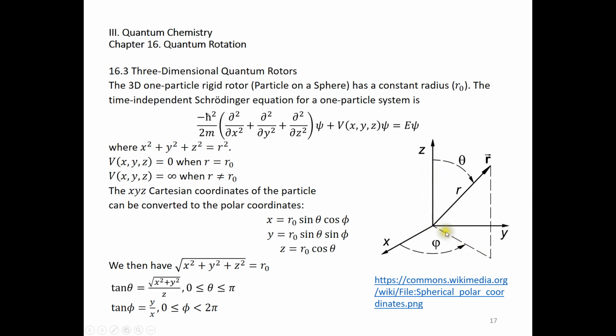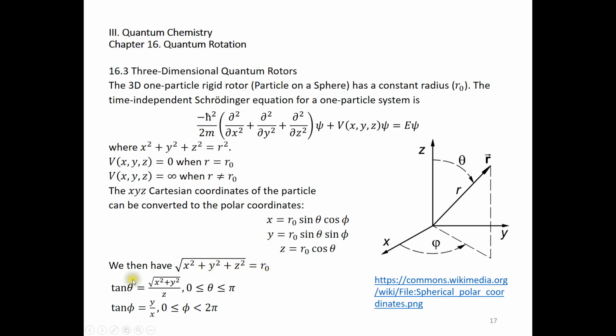And now this dashed line, the projection of vector r on the xy plane, is r0 sine theta. Its projection on the x-axis is r0 sine theta times cosine phi. Its projection on the y-axis is r0 sine theta times sine phi. Again, x squared plus y squared plus z squared is equal to r squared. For this rigid rotor, r is just r0, and then we have this equation.